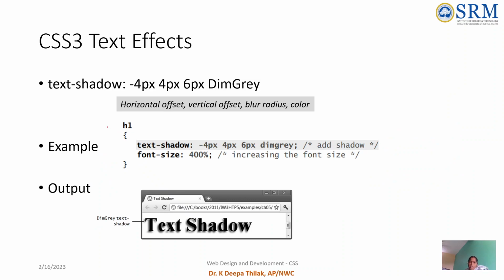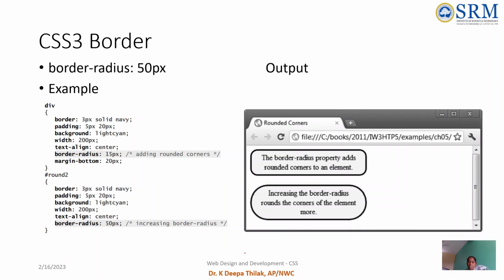And text effects, if you want to give a shadow effect, we can use text-shadow. So this is my X, this is my Y, this is my blur radius, and this is the color. Since we have already seen the text property in our text attributes. And border, whether we need a rounded border or a rectangular border. If you want a rounded border, you should use the property border-radius.